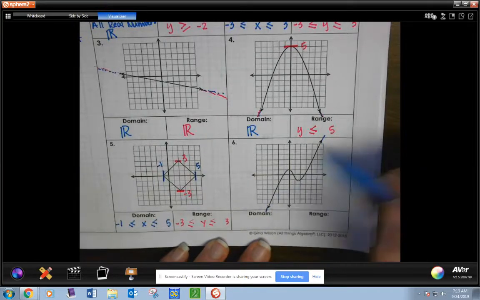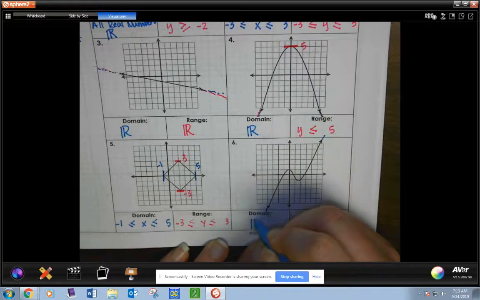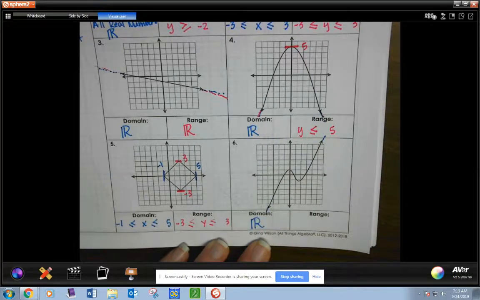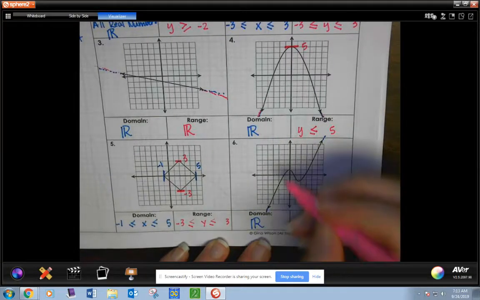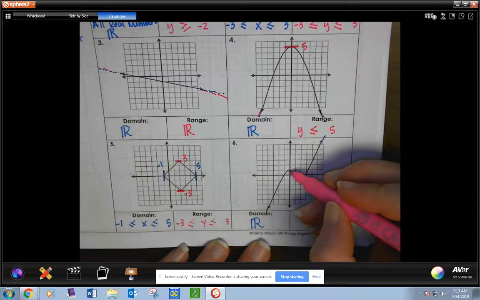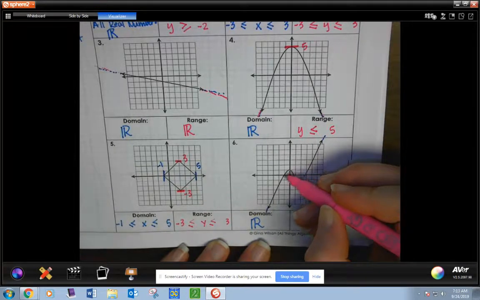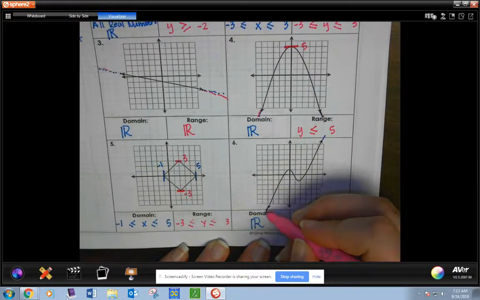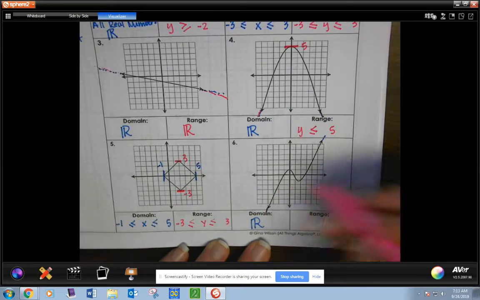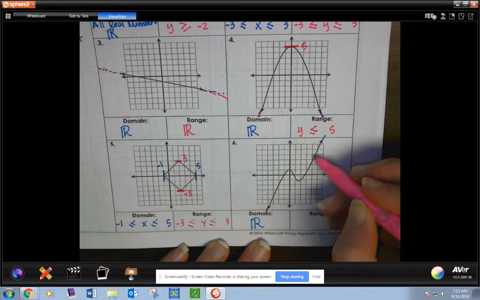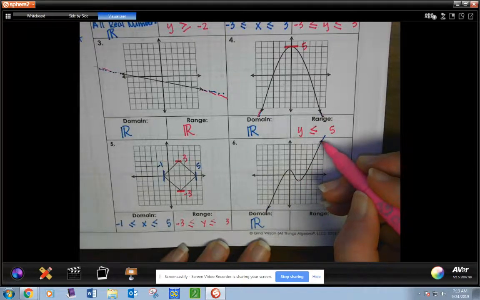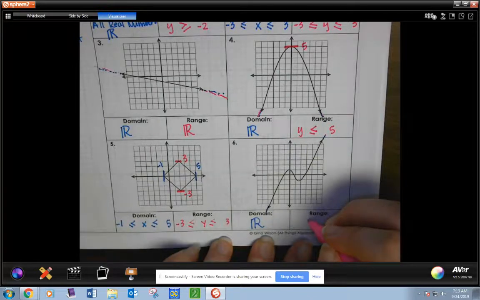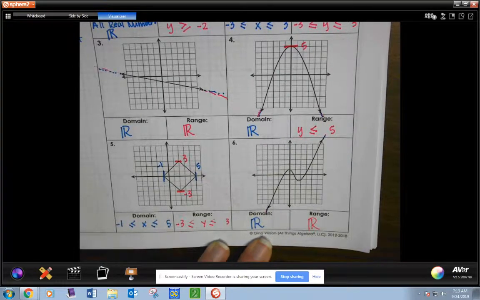Since it's got 2 arrows, that tells me the domain is going to go forever, so all real numbers work. Now for range, I'm again going to start right in the middle, and I'm going to scan down. As I start moving down to the lowest spot of this graph, I see an arrow, which means this graph is going to continue going down. And as I start scanning up to the highest spot of this graph, there's another arrow, which means it's going to keep going up. So again, your range is all real numbers.